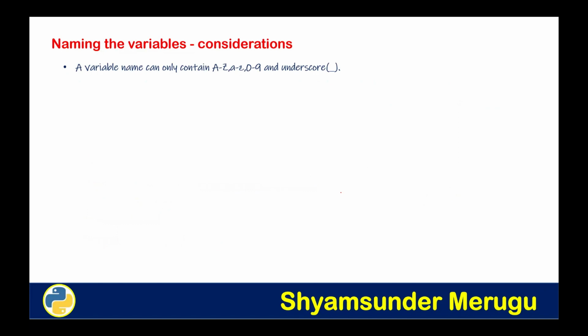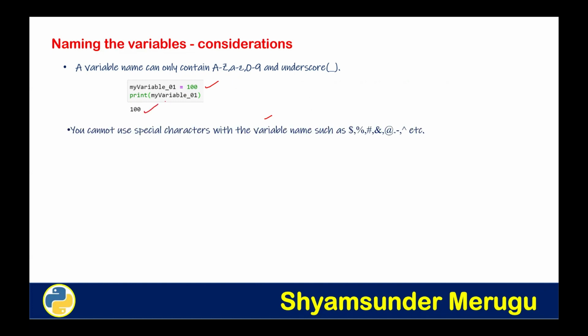Now a variable name can only contain letters or alphabets, capital or small, the numbers 0 to 9, and an underscore. Here you can see one example. Here it is my variable. It contains capital letters, small letters, underscore, and numbers. So this is valid. It is assigned the value 100. Then you try to print that, and you will get the value 100.